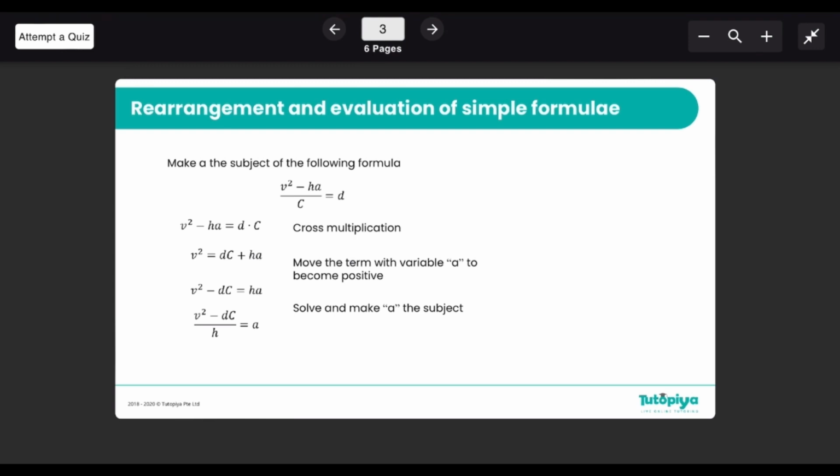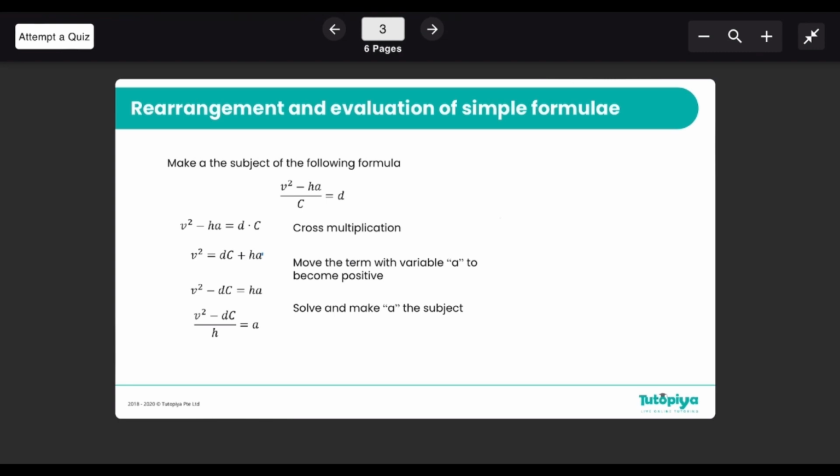They are doing an additional step here. What's being done is basically they want to make the term with the A positive, so they have taken it to the right hand side, then again moved the DC to the other side and then divided by H to remove the H from this side. This is also fine.